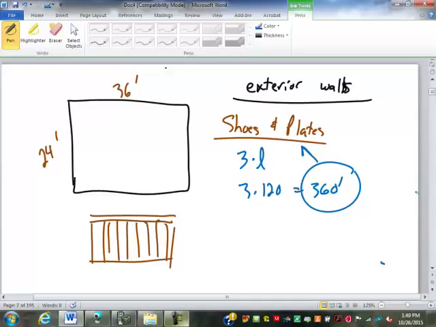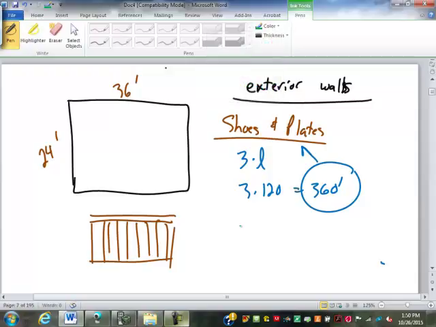I usually use 12 footers because that's a section of wall that I can tip up and set by myself if I have to, if there's no huge headers in it. A lot of places like to use 16s. The fewer joints in your wall, the better. So anyway, that's your shoes and plates.